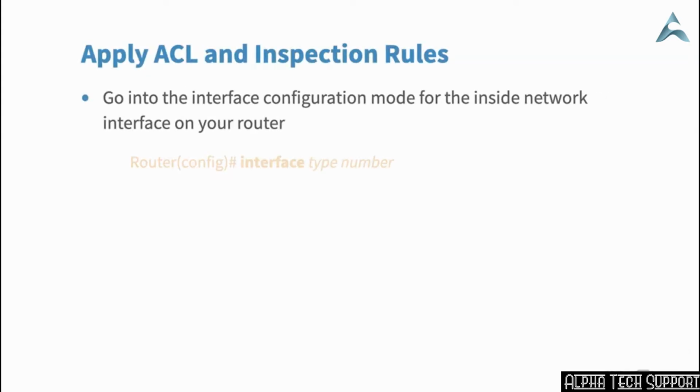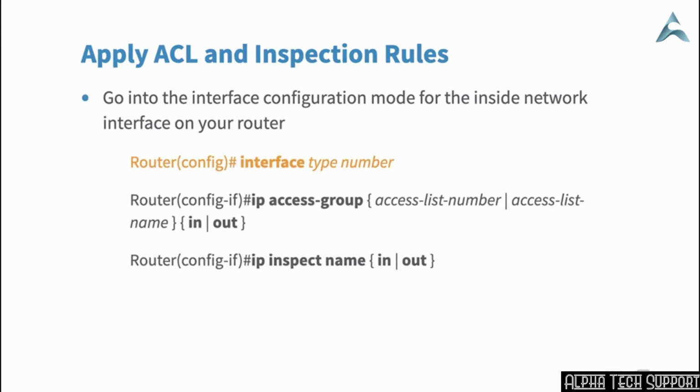Now, once they're created, you'll then apply the access control list and inspection rules. So go to the interface configuration mode for the inside network interface on your router. So here we go to the interface and you would identify the type and the number, and then you would apply your IP access group and then your inspection.